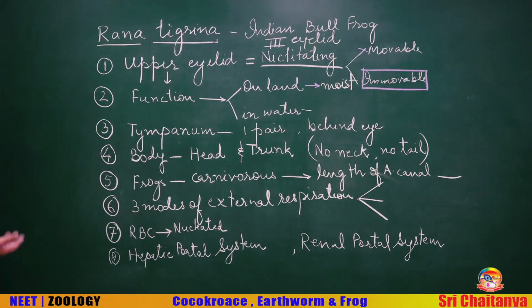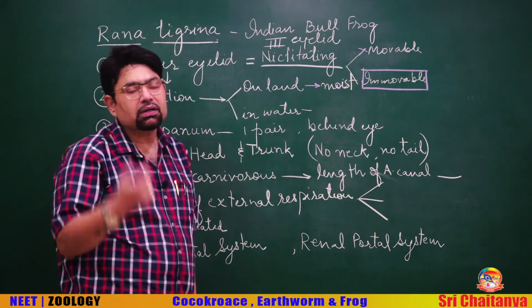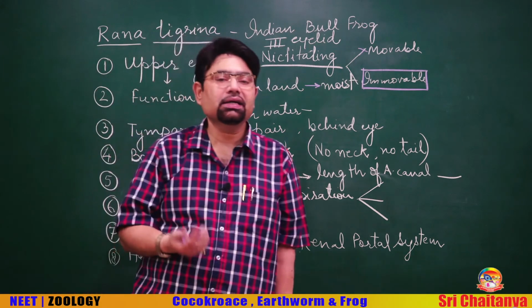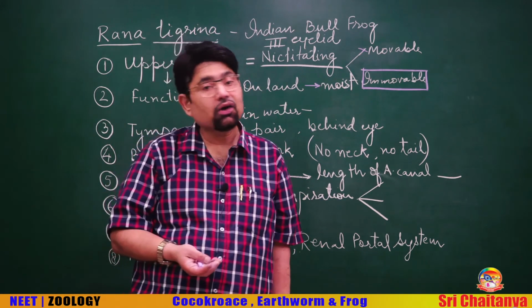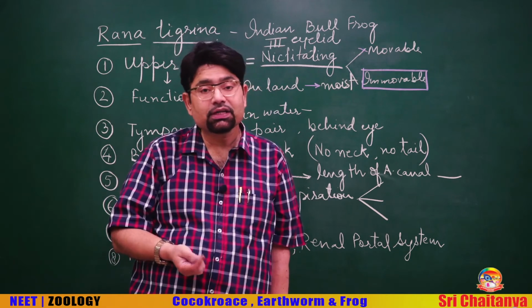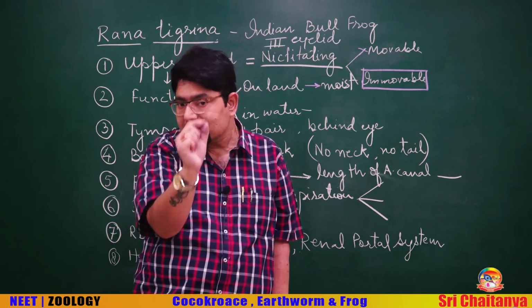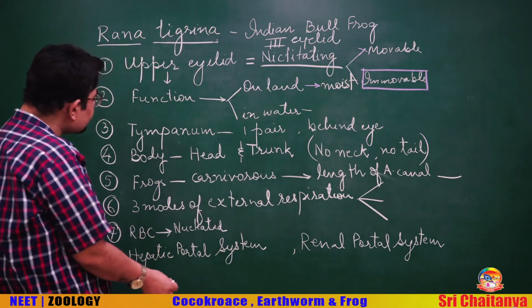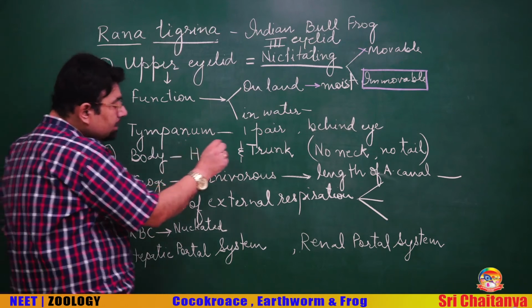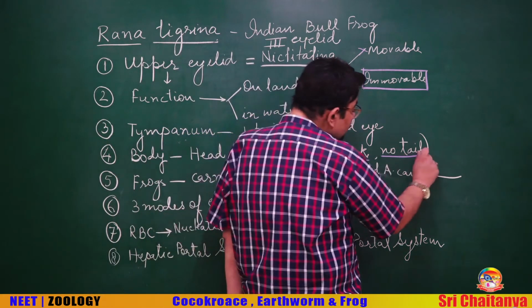Tympanum. Tympanum is the eardrum. One pair just behind the eye. Remember, these are not mammals, so they don't have the external ear. Only mammals have external ear. Then the body is divisible into head and trunk. What is not there? There is no neck and no tail.